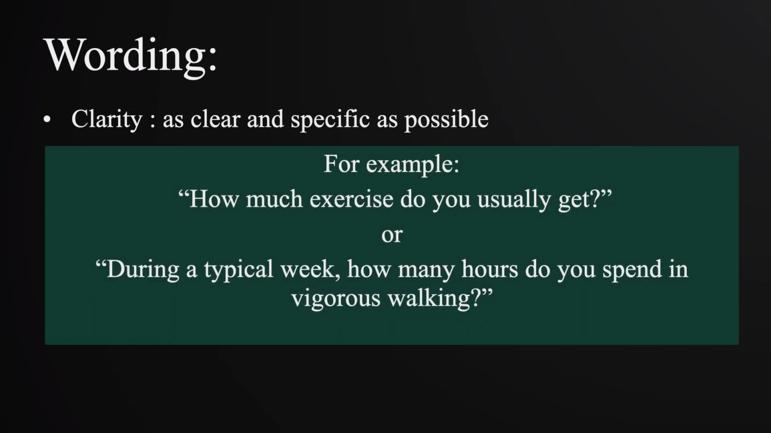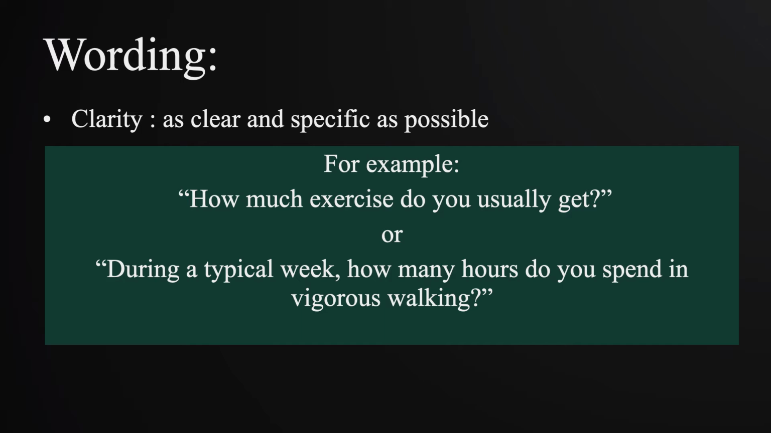Wording. Clarity should always be there. You need to make the questions as clear and as specific as possible. So an example of that, how much exercise do you usually get? Here is an example of not a very clear question, like how much exercise do we have in a day, in a week, in a month? So this is not very specific, not clear. A clear version of this question would be during a typical week, how many hours do you spend in vigorous exercise? So here we are clear, meaning vigorous exercise, and we are specific to time.